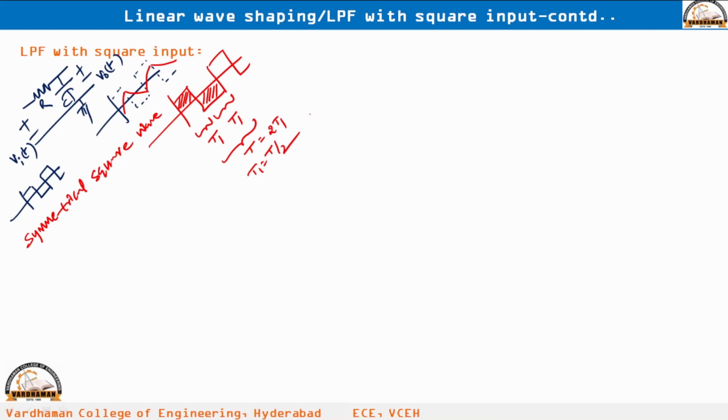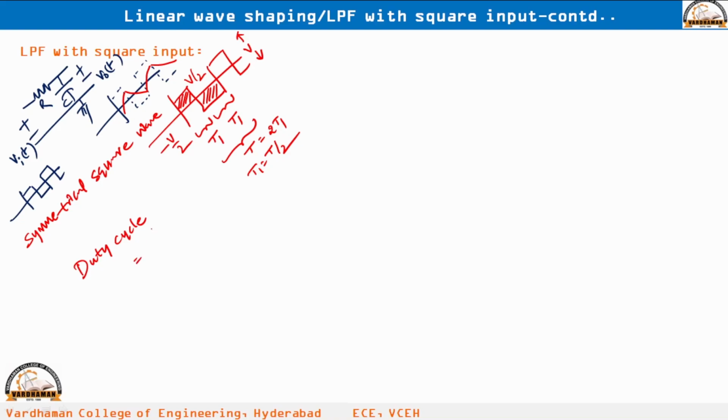And voltage levels also: if you take the voltage level, the peak to peak voltage is V, the positive peak is V by 2, and the negative peak is minus V by 2. This is about the symmetrical square wave. If you are not meeting these conditions, we can say that is an unsymmetrical square wave. The square wave may be available entirely above the x axis or entirely below the x axis, which means DC content is available.